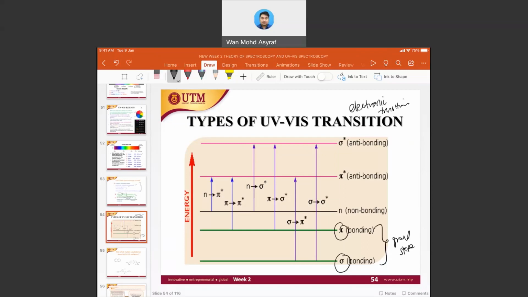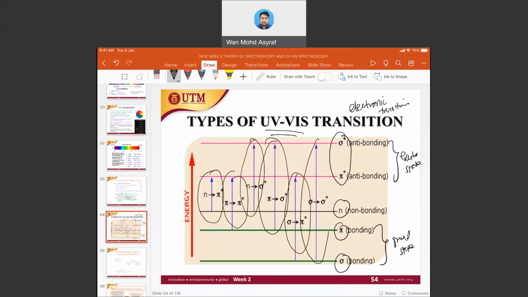But for the ones with a star, it is at an excited state. Non-bonding is something that the atom that is not bonding to anything. All of these are the types of transition that happen inside UV visible spectroscopy. So you need to know each of the transitions: n to pi star, pi to pi star, n to sigma star, pi to sigma star, sigma to pi star, sigma to sigma star. So we have 6 transitions here.